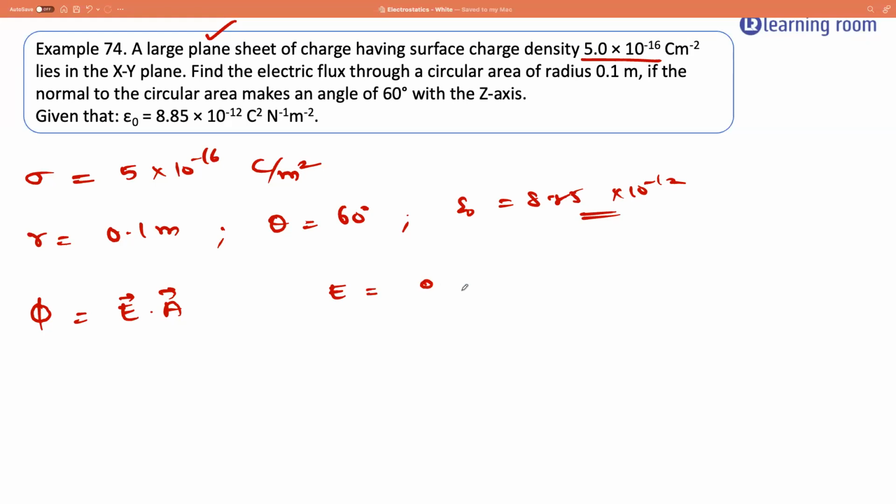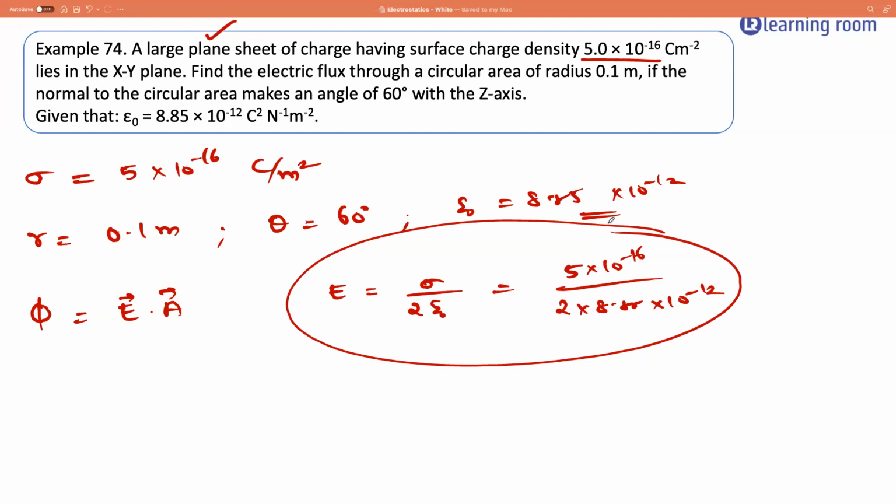Sigma by 2 epsilon naught. Sigma is given 5 into 10 power minus 16 divided by 2 into 8.85 into 10 power minus 12. Right? When you multiply this and calculate it, you will get the value of electric field. Once you get the value of electric field, plug it here. So actually, what is going to be the formula? E into A into cos theta. Right? So E is how much? This value. So for area, you will take pi r square into cos of how much should I write?